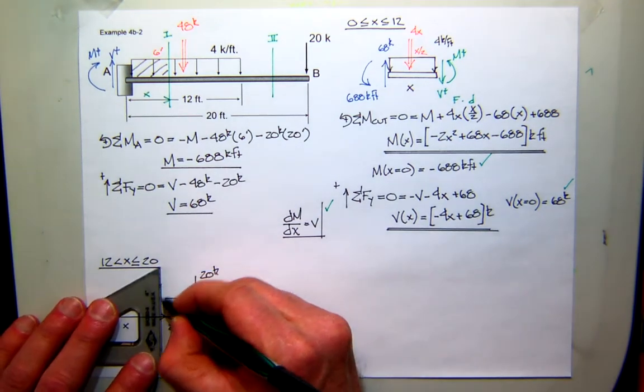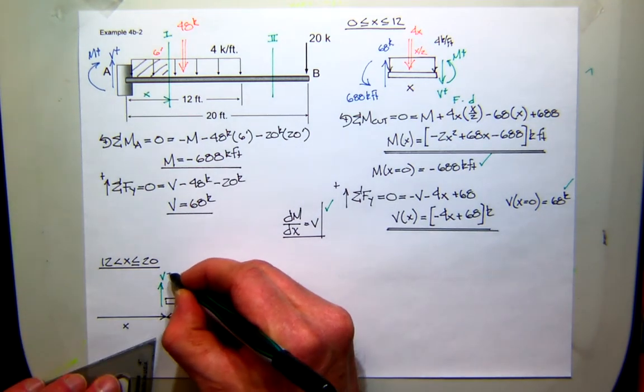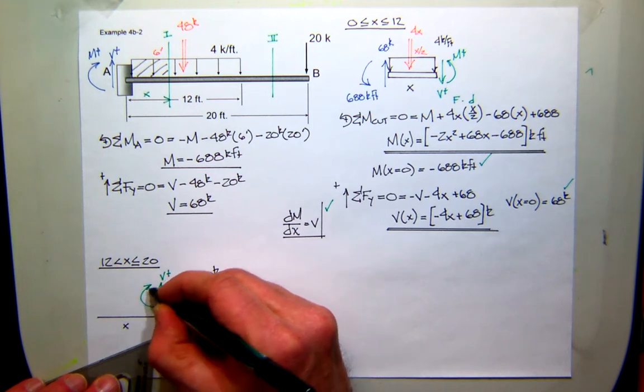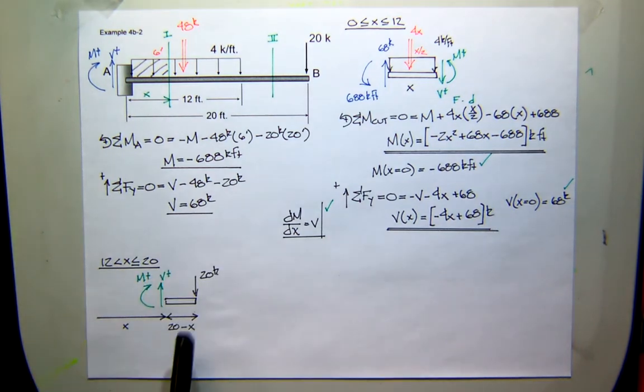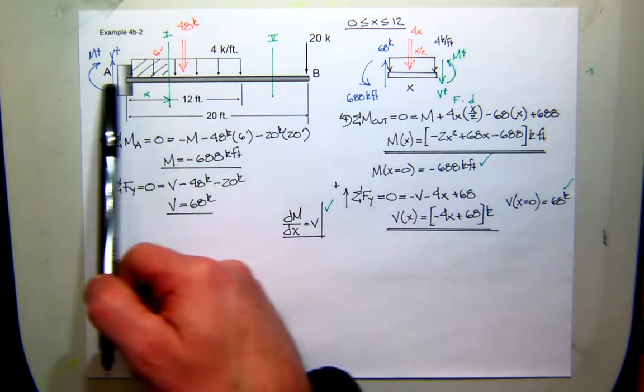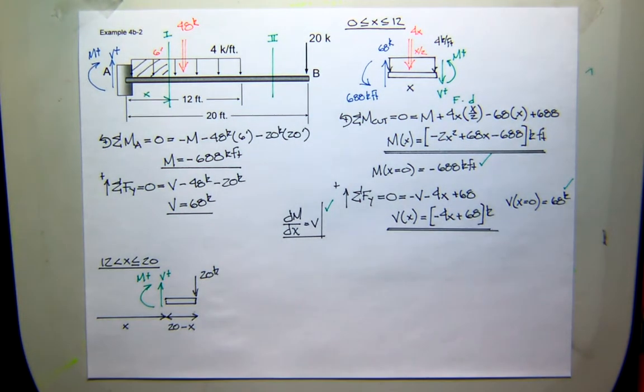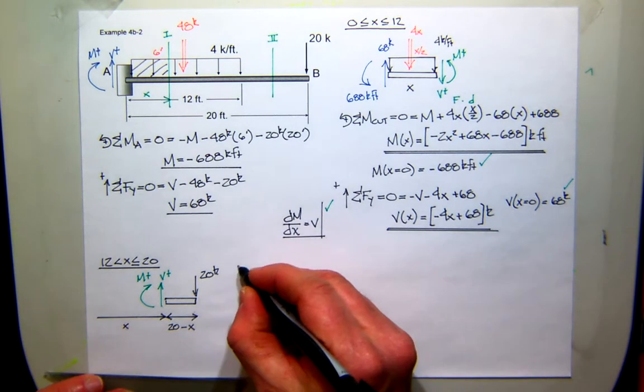I have positive shear force, positive bending moment. And that's my free body diagram. That's a whole lot easier than thinking about all the stuff here on the left. So far, so good? So let's go ahead and do our statics then.